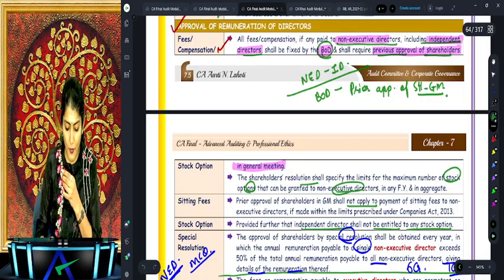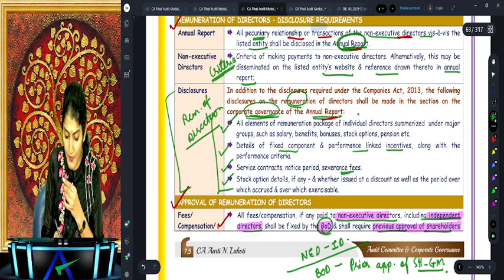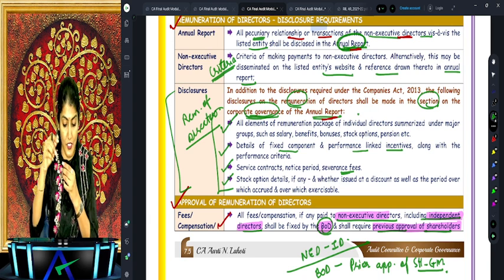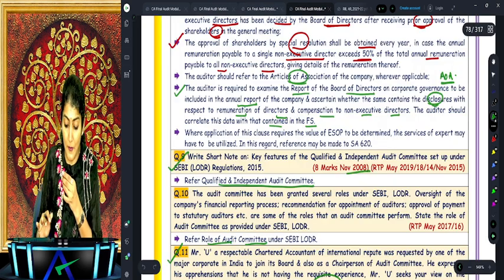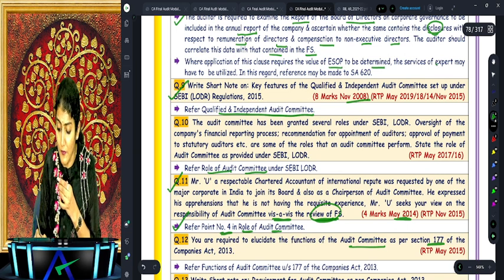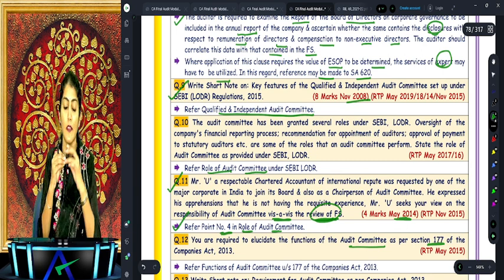So did we have a point over here that disclosures are to be there in the annual report of the company, in the corporate governance section of the annual report? Right, so same provision, but what we do is convert it into an audit procedure. Where application of this clause requires the value of ESOP to be determined, the services of an expert may have to be utilized. In this regard, reference may be made to SA 620.